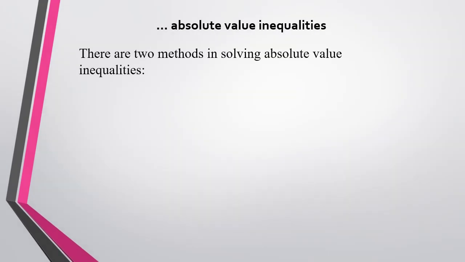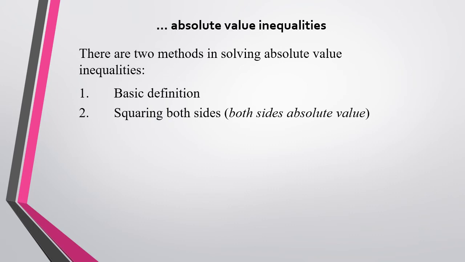There are two methods in solving absolute value inequality. The first one, the same as the equation, we use the basic definition. The second one is squaring both sides, if we have absolute values on both sides, not for absolute values on one side only. Okay, this was for a specific problem only.